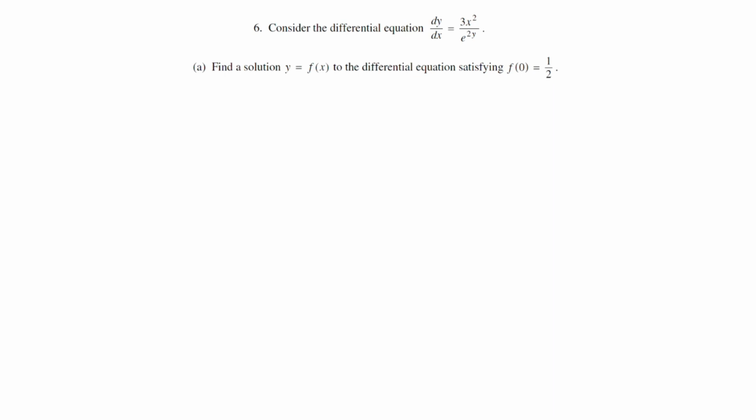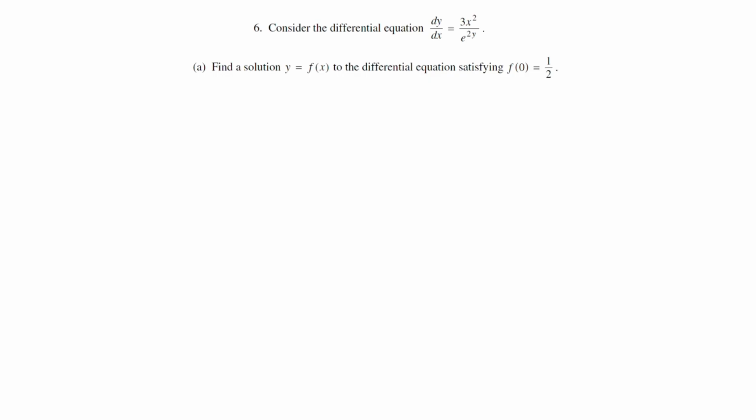All right, this is question number 6 from the 2000 AP Calculus AB exam. This is a differential equation FRQ, and they started off with the big point value here for part A. Just find the solution to it, satisfying f of 0 equals 1/2, right? The solution to this differential equation, which is a quotient here of 3x squared and e to the 2y, which is a separable differential equation.